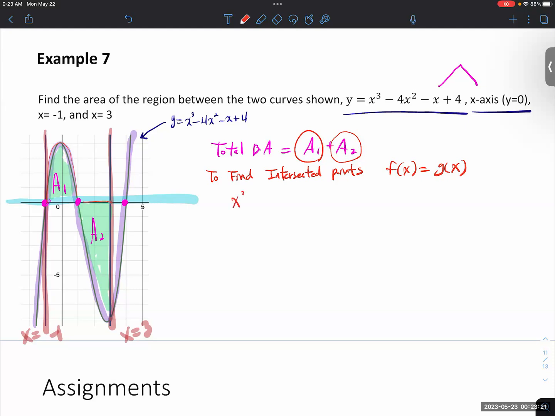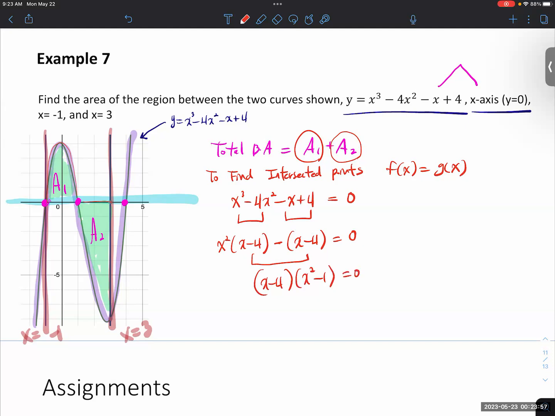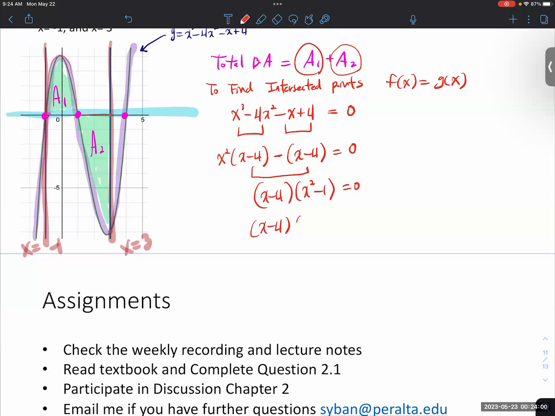So I'm going to say x to the third minus 4x squared minus x plus 4 equal to 0. That's the x-axis, y equal to 0. So if you remember from pre-calculus, this is a 4-term polynomial, so you're going to use grouping to factor. The first 2 terms, second 2 terms, they might have some commonality. So I'm going to factor out x squared from the first two terms: x squared times (x minus 4), and then minus is a common factor for the second two: minus (x minus 4) equal to 0. So now you have a common factor, x minus 4, and the remaining x squared minus 1 equal to 0. So this means (x minus 4)(x minus 1)(x plus 1) equal to 0.